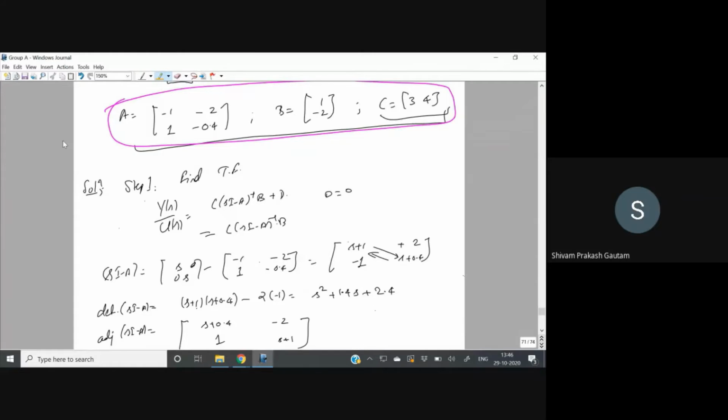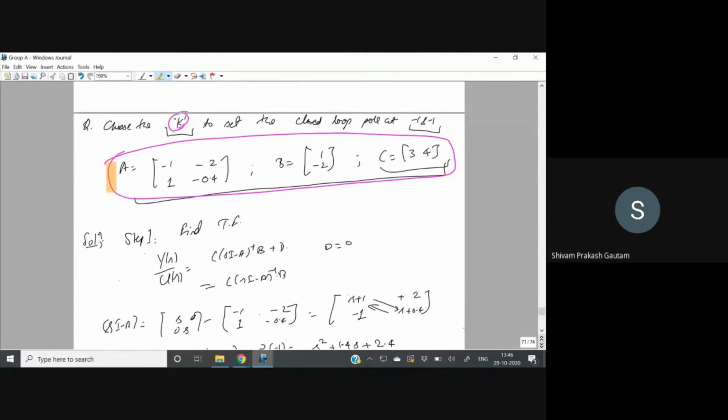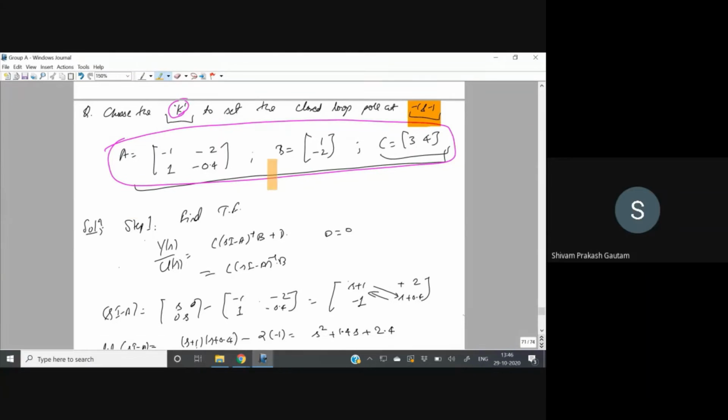Okay, so we have to find the value of K such that this state space representation, that is the A, B, C matrices, should have poles at -1 and -1, right? So we have to solve for this. But when we looked at this, we came to know that it is not in control canonical form, so we cannot directly use the A and B matrices to calculate the values of K1 and K2.